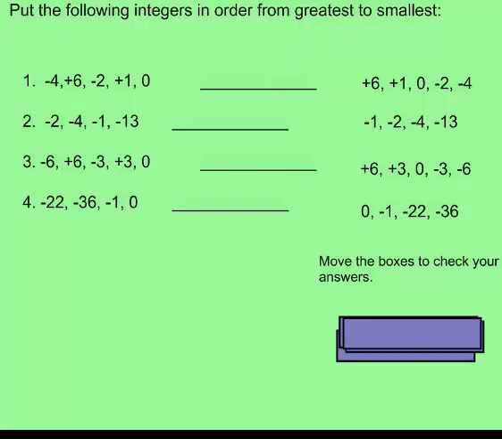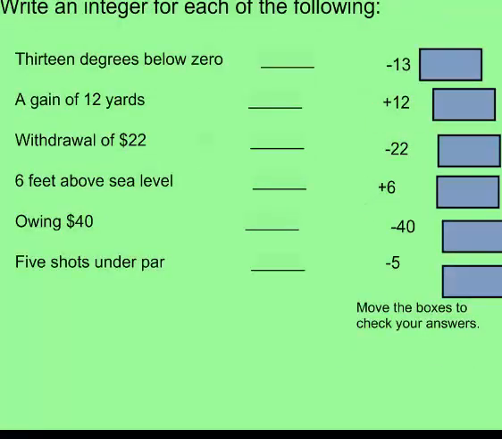So now I'd like you to pause and continue on and finish questions 2 through 13, and you can come back and check your answers. Okay, so if you had integers written 13 degrees below 0, a gain of 12 yards, etc., you can check these. If you didn't have the positives there, I'm not worried about that because we typically don't write the positive sign when we write positive numbers.